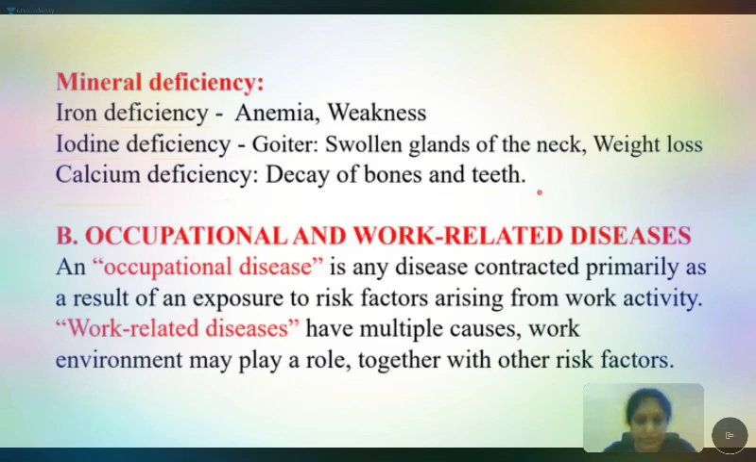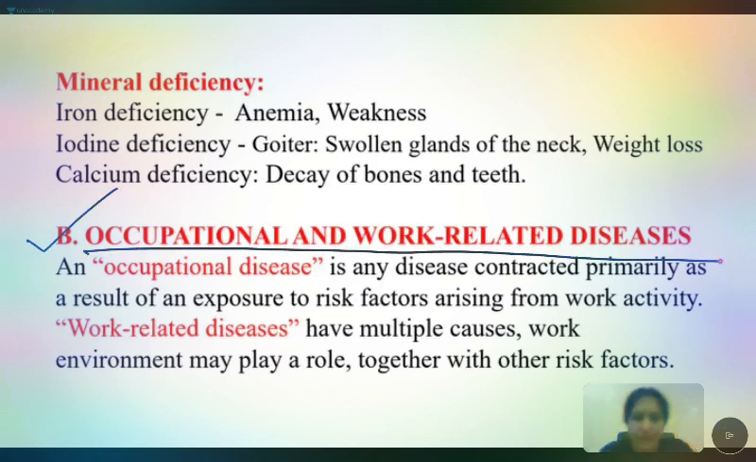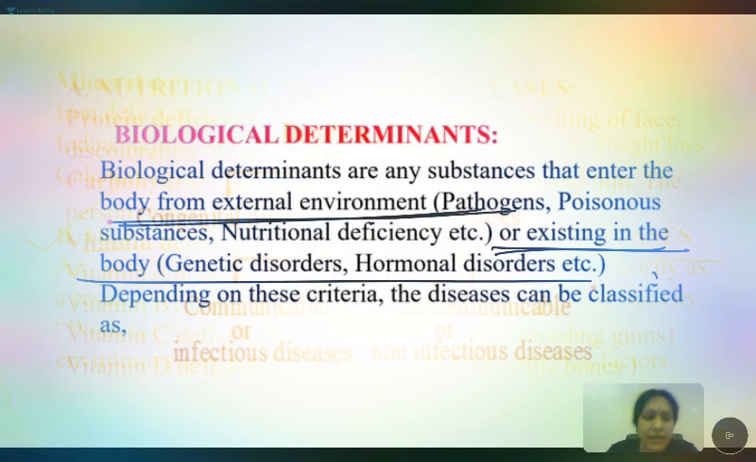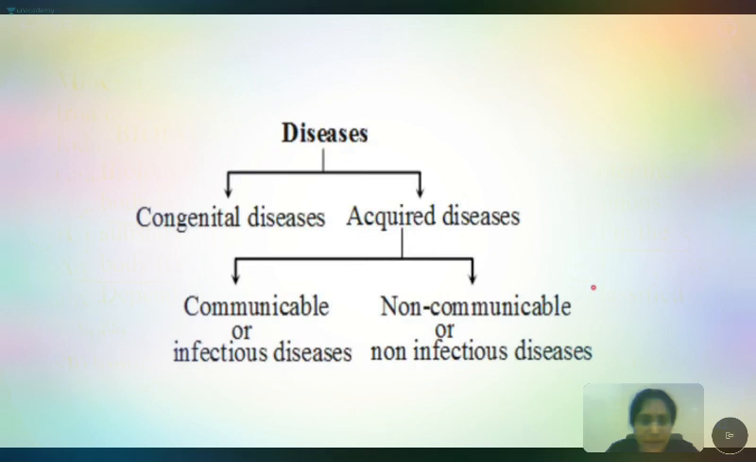Next one, occupational and work-related diseases. Two questions. If you are writing this for distribution, tell me such diseases are more common in which group? Males and working class. Very good. You can add working class also. And if you are writing occupational diseases for cause, where can you keep it? Communicable or non-communicable? Non-communicable, like that.